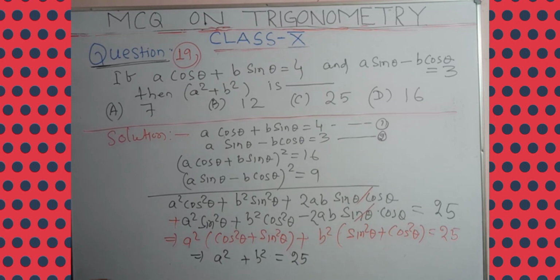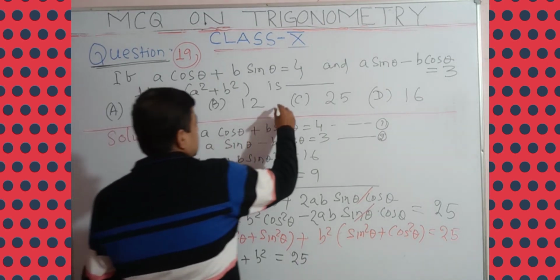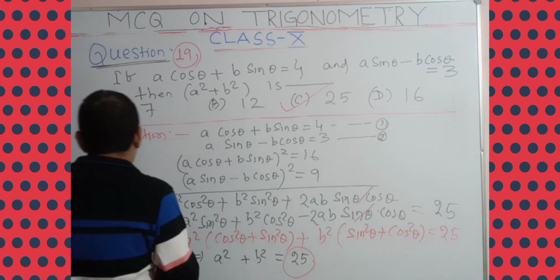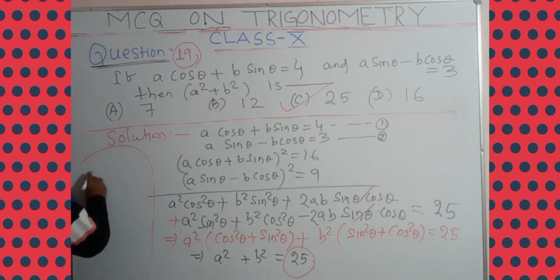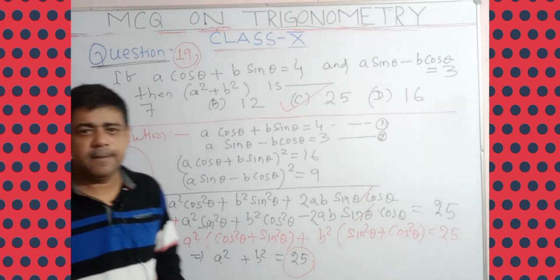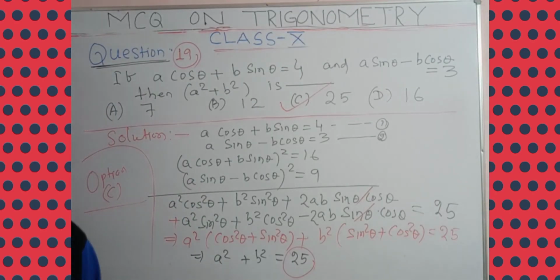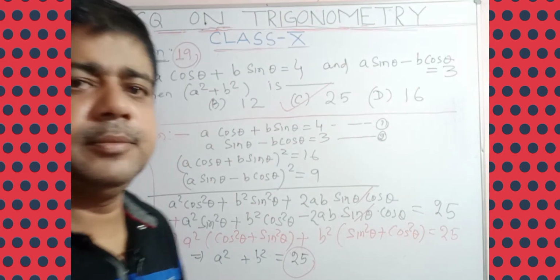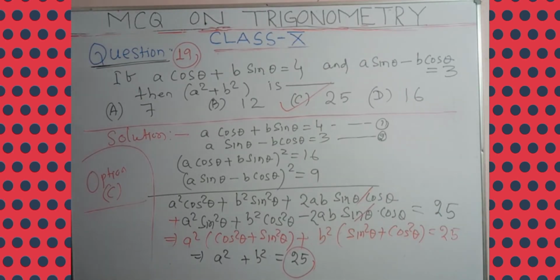So a square plus b square value is 25 and C is the correct option. Here we get option C. This is the question number 19 we are discussing. Understand all of you? All of you note down this one. Is it clear?